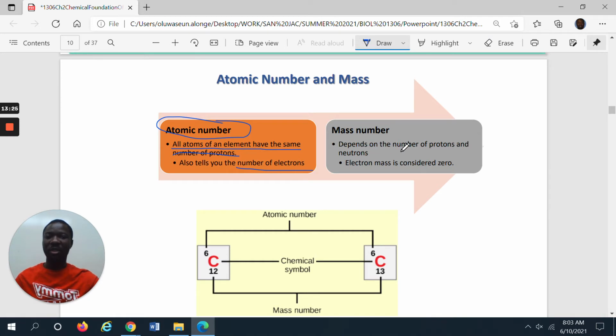Now, the mass number, what does it depend on? It depends on the number of protons and the neutrons. I told you, the neutrons and protons are located in the nucleus.